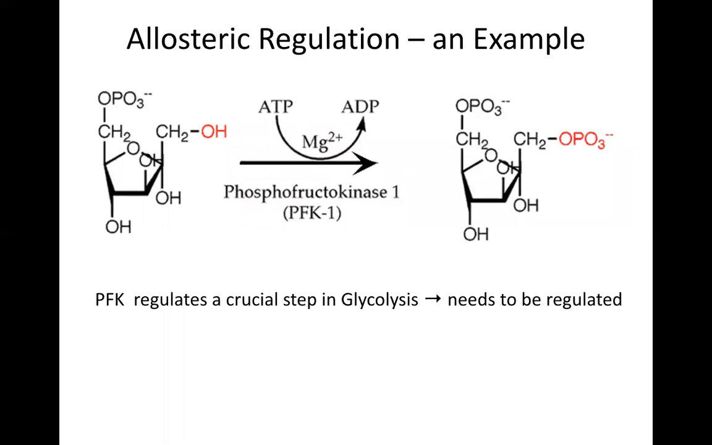So here's an example of allosteric regulation. This is one of the most famous enzymes that is so often used in biology exams for students. The enzyme is called PFK1, or phosphofructokinase 1.